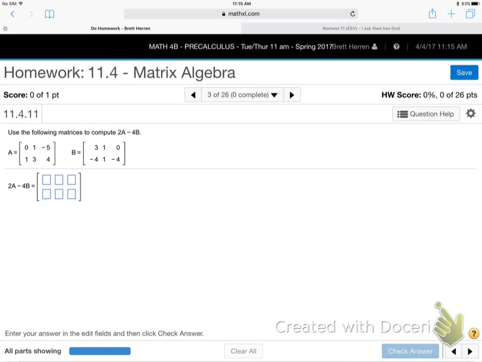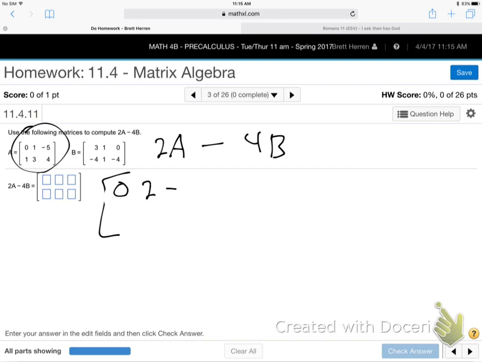So here we go. Now they're telling us, take 2 times matrix A and subtract 4 times matrix B. So you know how to do that, right? Just multiply 2 times the matrix A. Maybe I'll just do it by hand here. So 2 times this guy, what's that going to be? Well, not 2, I'm multiplying by 2. So that'd be 0, 2, negative 10, 2, 6, 8 for the first one.